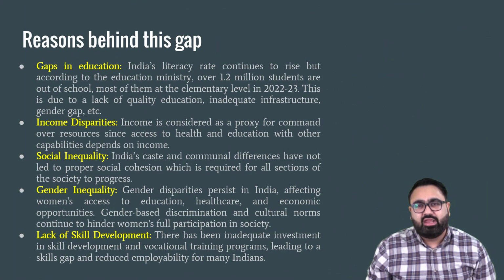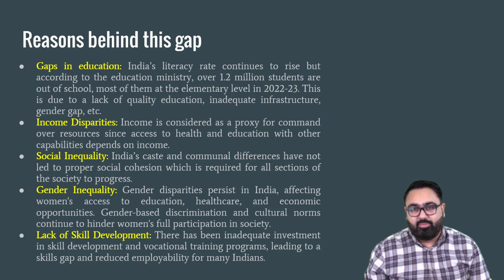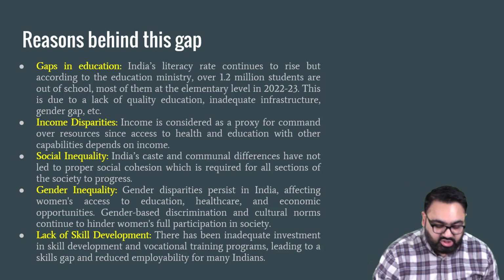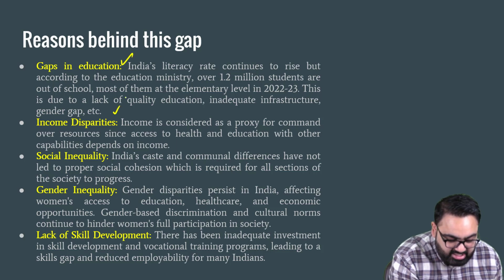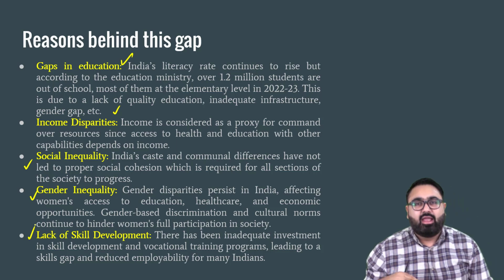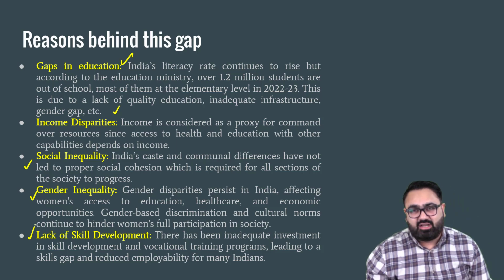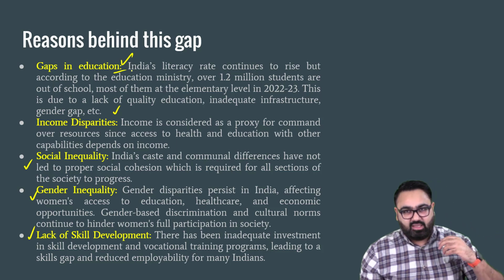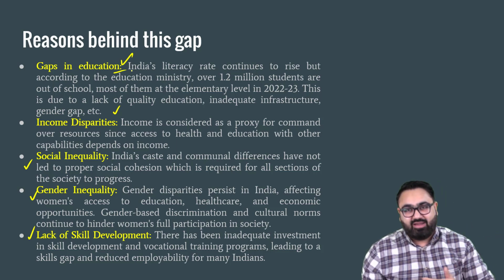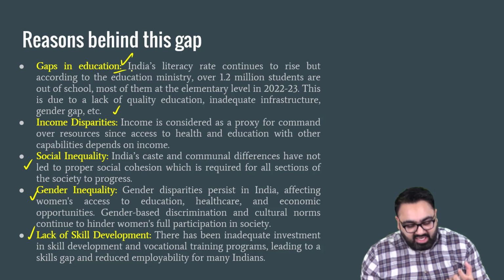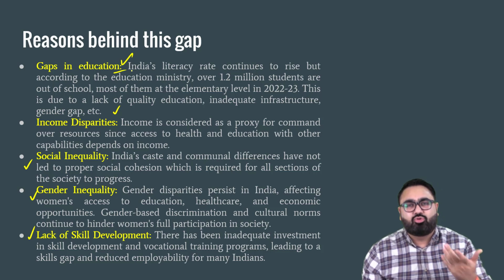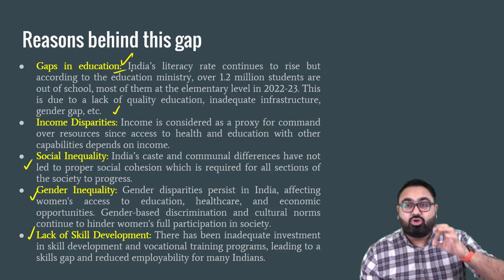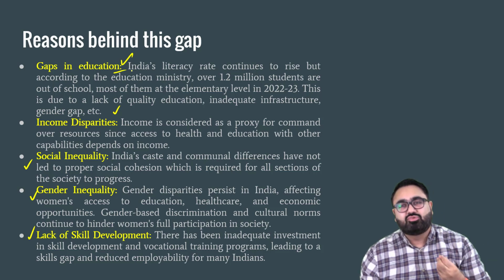As I told you, in the main body, depending upon how many pointers you remember at that point of time, you can write education, income disparity, social inequality, gender inequality, lack of skill development. In as many of these, try and give factual numbers, try and give real numbers. Don't just write India's education system is lagging, because that's a very generic statement that will not give you any marks. Just writing that India's education system is not up to the mark will not be good enough. You have to express in terms of facts, in terms of numbers.